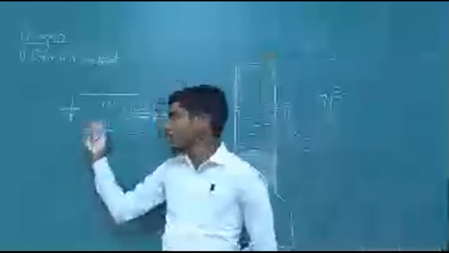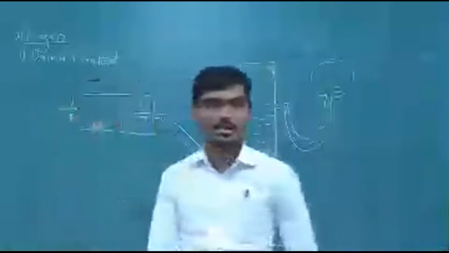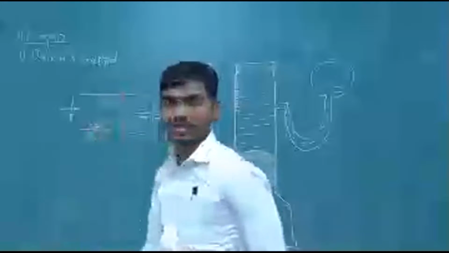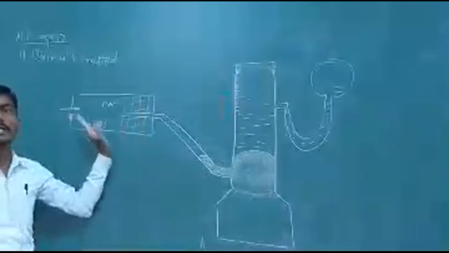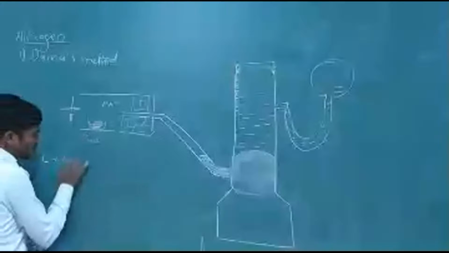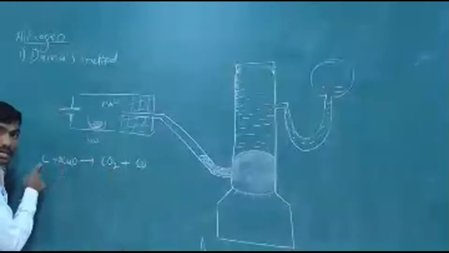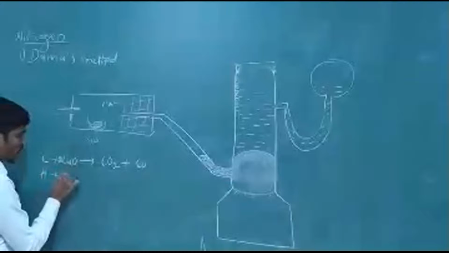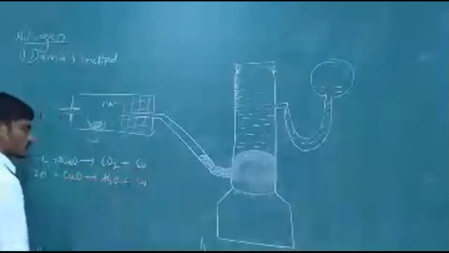In the heating tube, or heating apparatus, the given organic compound, let us say W grams of organic compound, is taken in the heating flask and it is heated in the presence of copper oxide. What happens? The organic compound containing nitrogen is heated with copper oxide. The carbon present in the organic compound is oxidized to carbon dioxide. Hydrogen present in the organic compound is converted into water.